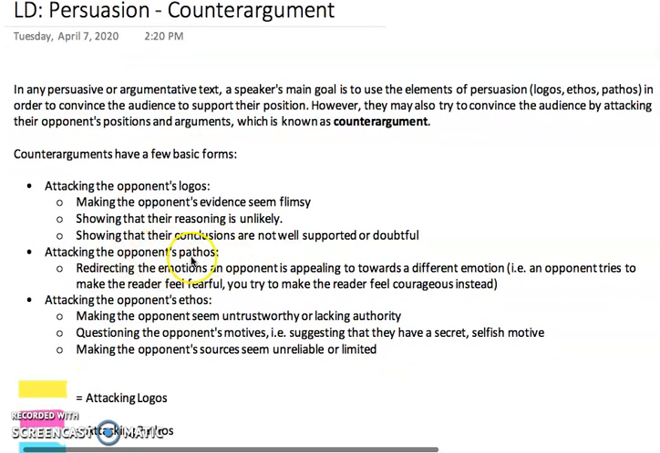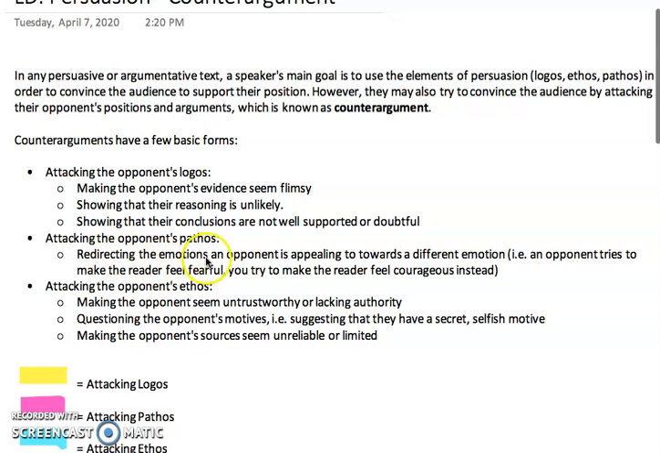You can also attack your opponent's pathos, and that one is going to involve mainly redirecting the emotions that an opponent is using towards different emotions. So for instance, right here, if someone's trying to make the reader feel fearful and you're trying to counter-argue them, you want to make them feel courageous instead. So instead of people trying to say, oh, you need to be worried about this, if you don't do what I say, then bad things will happen to you, you would try to say something like, you can stand up in the face of such threats, you don't have to be afraid, you're stronger and better and tougher than that. So you're making the audience feel the opposite emotion essentially right here.